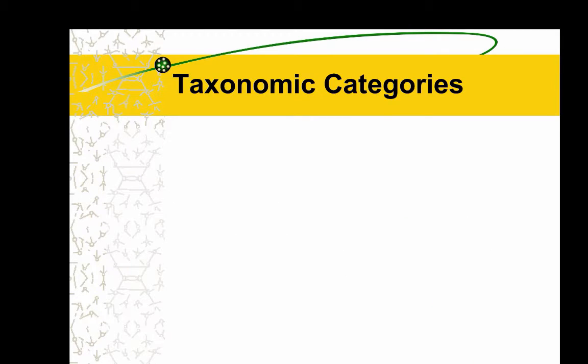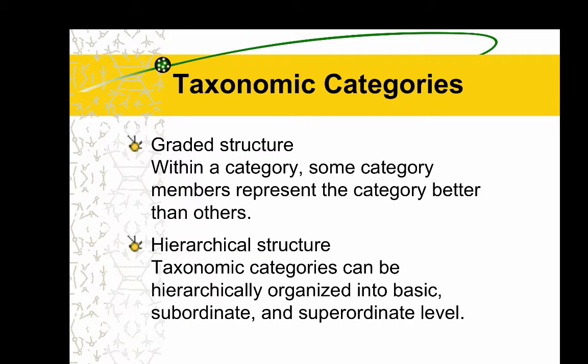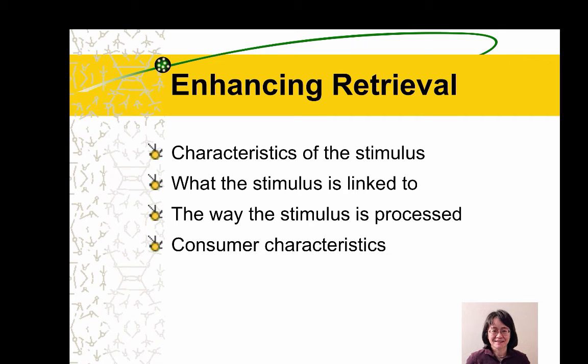Within a category, items are graded so that some are more representative or prototypical of that category than others. In addition, categories may be hierarchically organized so that some items are considered basic as compared to others that are subordinate or superordinate. Understanding the structure of knowledge helps marketers to position, develop, and design all elements of the marketing mix. Chapter 4 then discusses what memory retrieval is and how it works. The last part of Chapter 4 discusses how marketers try to affect memory retrieval.